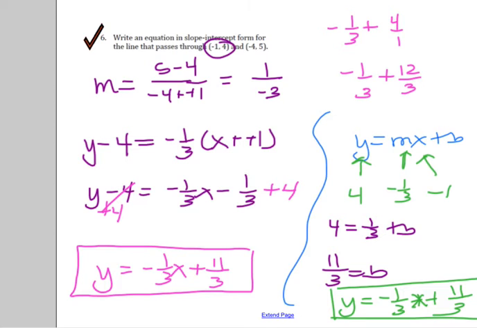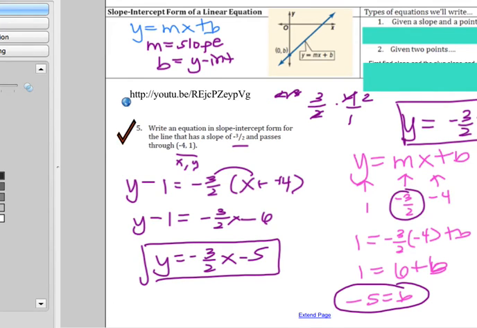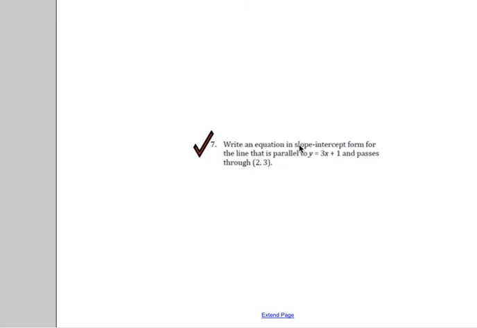Okay, let's go ahead and do number 7. Number 7 says write an equation in slope-intercept form for the line that is parallel to y equals 3x plus 1 and passes through 2, 3. We want to be parallel. So remember, parallel is the same slope. So I would say to myself, well, what is the slope of this line? It's whatever's in front of my x, so my slope is 3, and I have my point 2, 3.